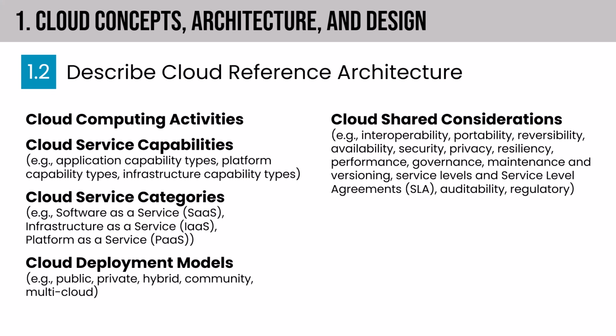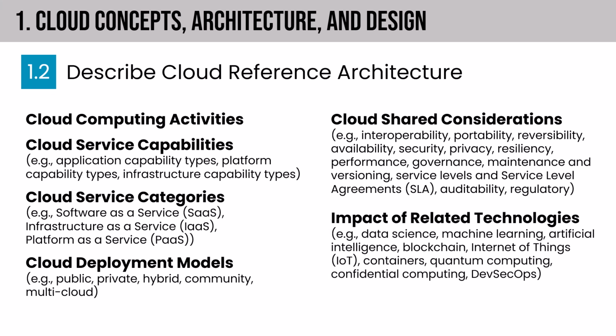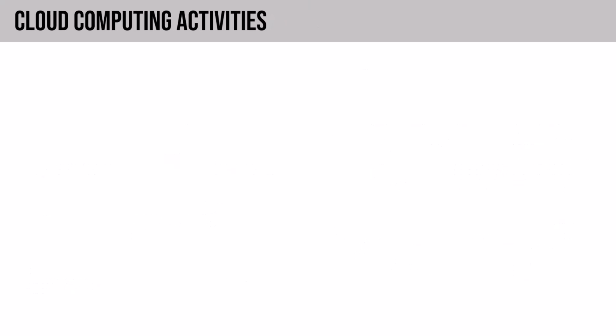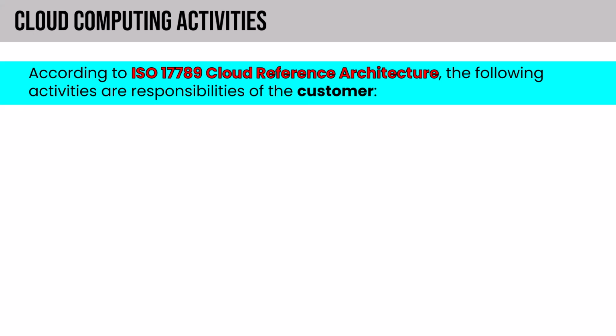But just ahead of cloud deployment models, I'm going to slip in a quick talk on the shared responsibility model, which is really going to ease your onboarding of most of these concepts. Then we'll touch on the impact of related technologies, everything from data science and machine learning and AI to containers, quantum, and DevSecOps. Let's start with cloud computing activities, and we'll begin by looking at activities according to ISO 17789 Cloud Reference Architecture and which parties map to which activity.